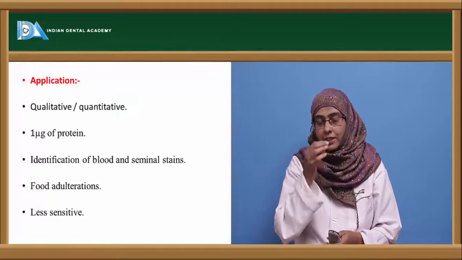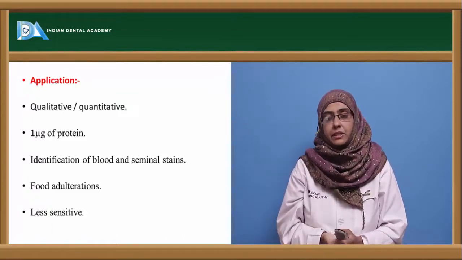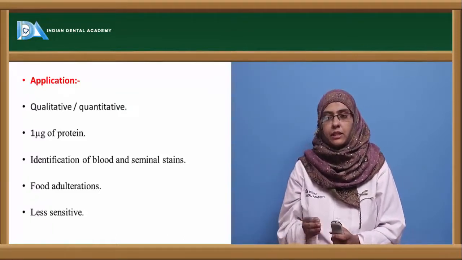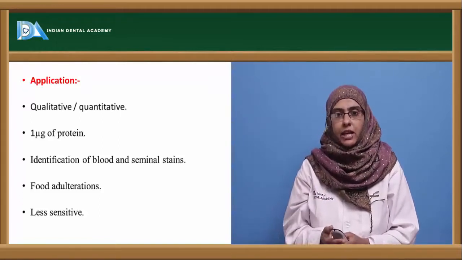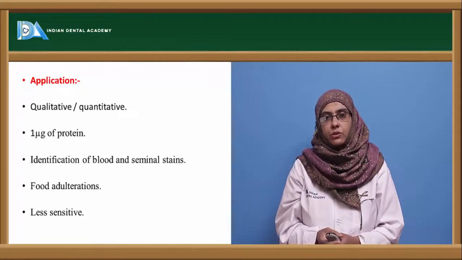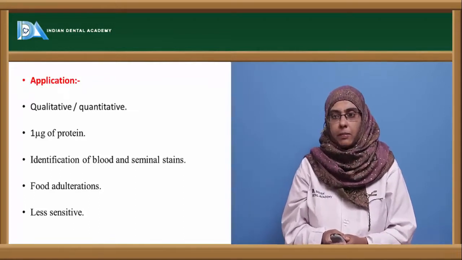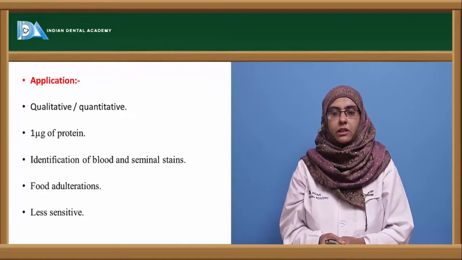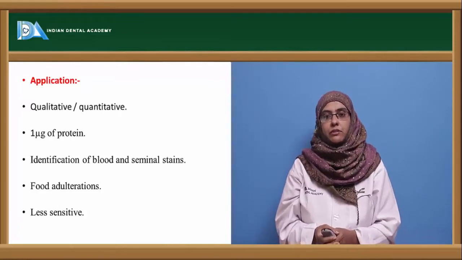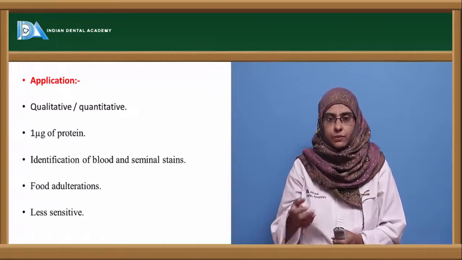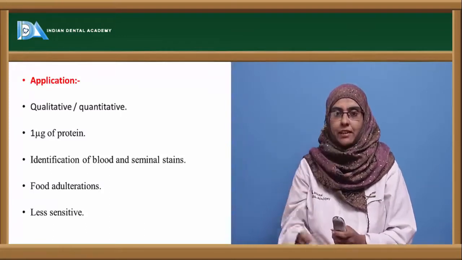It is mostly used to identify the antigen. The precipitation test gives a very less sensitive test for the identification of the antibody. Next, this can be used to identify blood and seminal stains, and it can also be used to identify the food adulterants that have been added in the food industries.